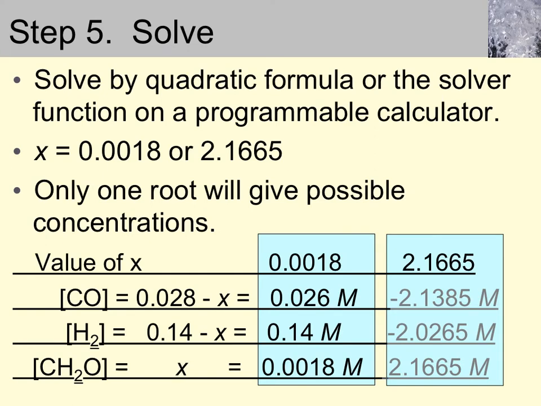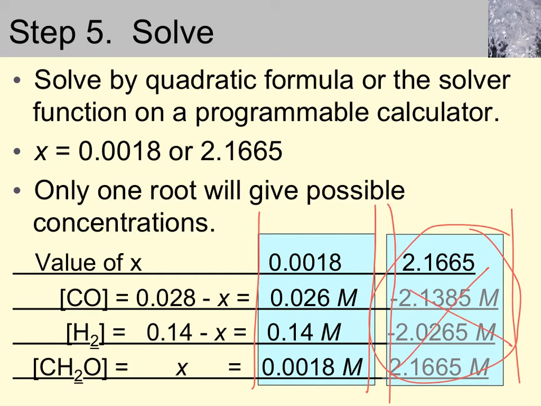So your equilibrium concentrations are as follows. And once again, you will have two possible values of x, but one of those values of x will give you nonsensical values for equilibrium concentrations. You cannot have a negative concentration. So the value of x in this case that is correct is 0.0018.